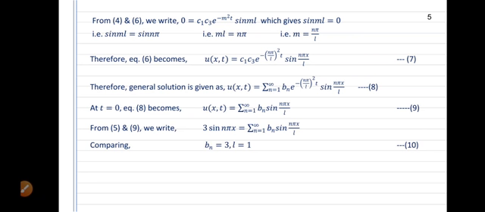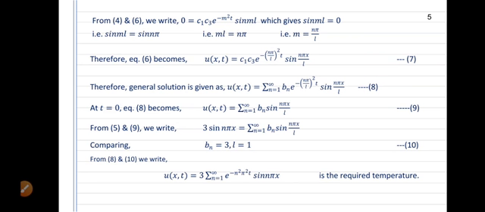So now use these two values in equation number 8 to get the solution. So we get u of x,t is equal to 3 into summation n from 1 to infinity e raised to minus n square pi square t into sine n pi x. So this is the required temperature of the given bar as stated in the example.